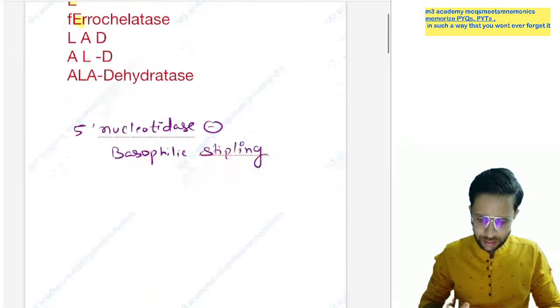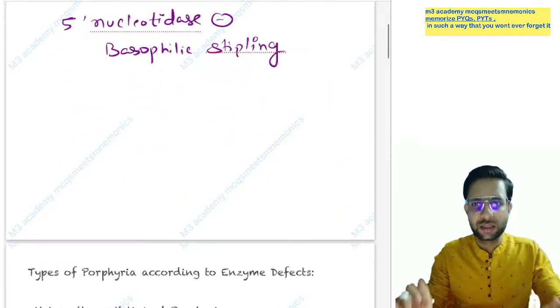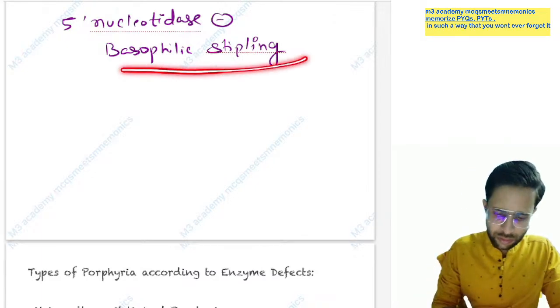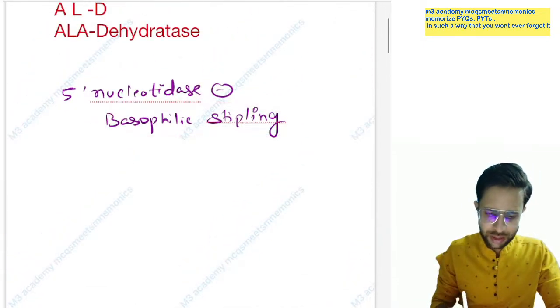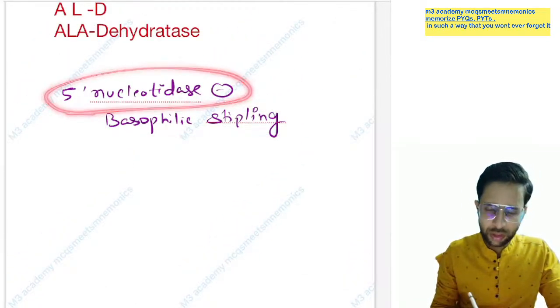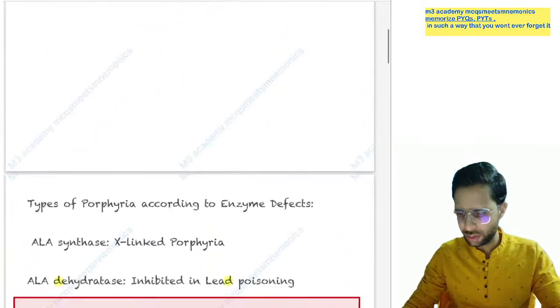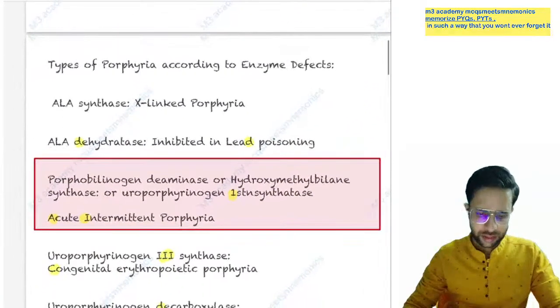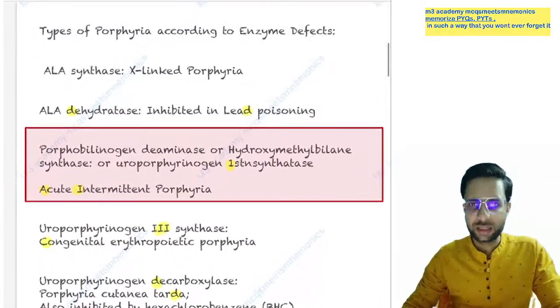Now another question. Lead poisoning also causes basophilic stippling by inhibition of 5-nucleotidase. This question is also asked. Now, types of porphyria and the enzyme defects.